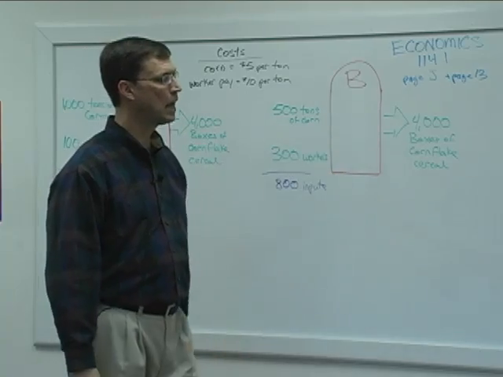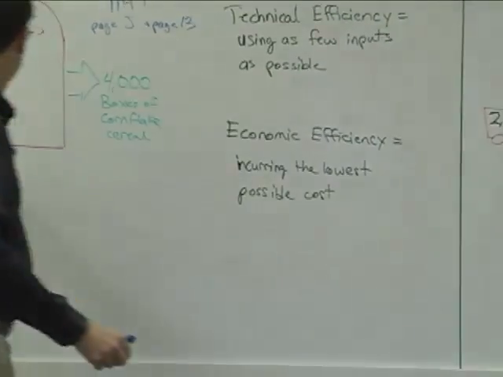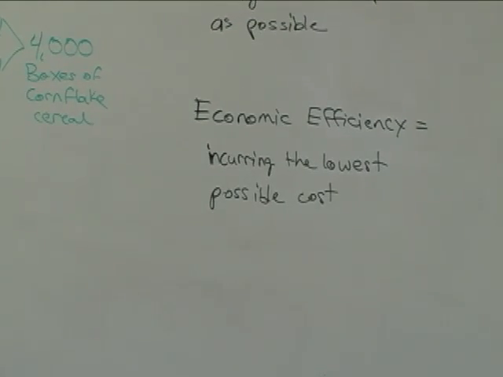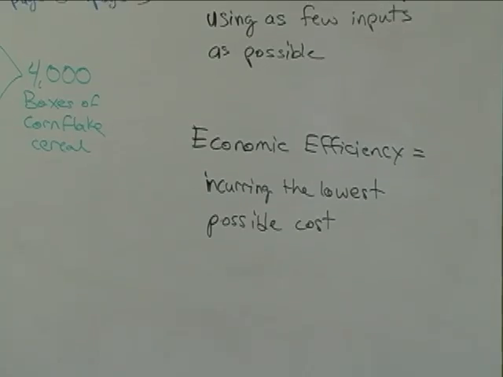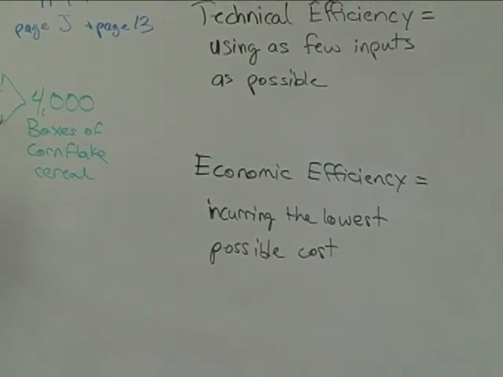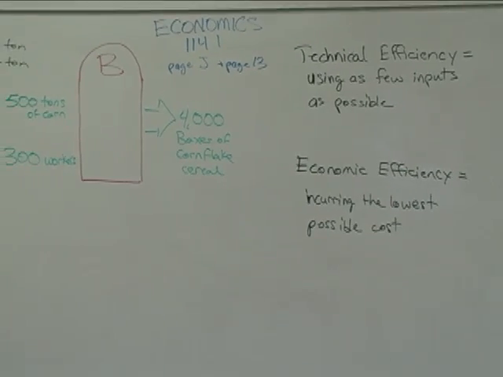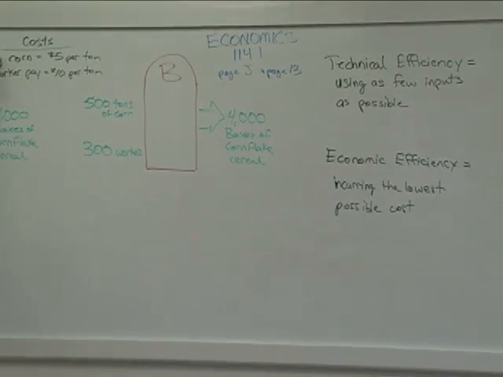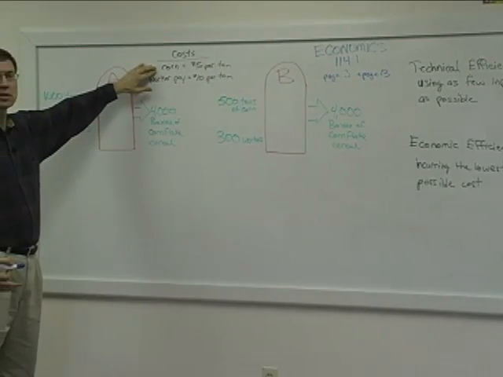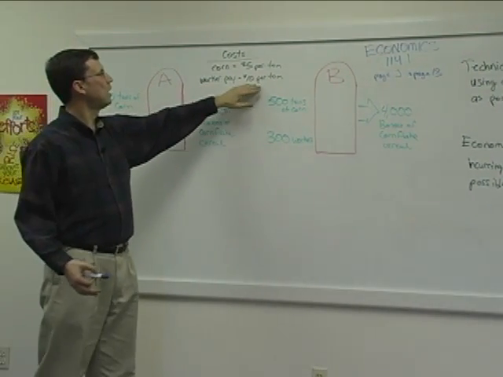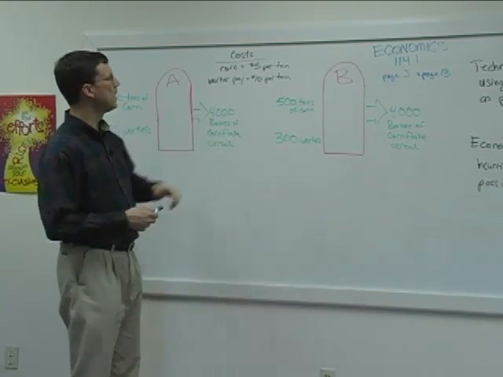Now let's talk about the economic efficiency, because for that, we're going to compare the cost. How much money does it cost to produce the 4,000 boxes if we have these inputs? We know that the corn itself costs $5 per ton just to purchase the corn. Then we have to pay the workers, and we're paying them $10 for every ton that they process. So let's do the math over here.